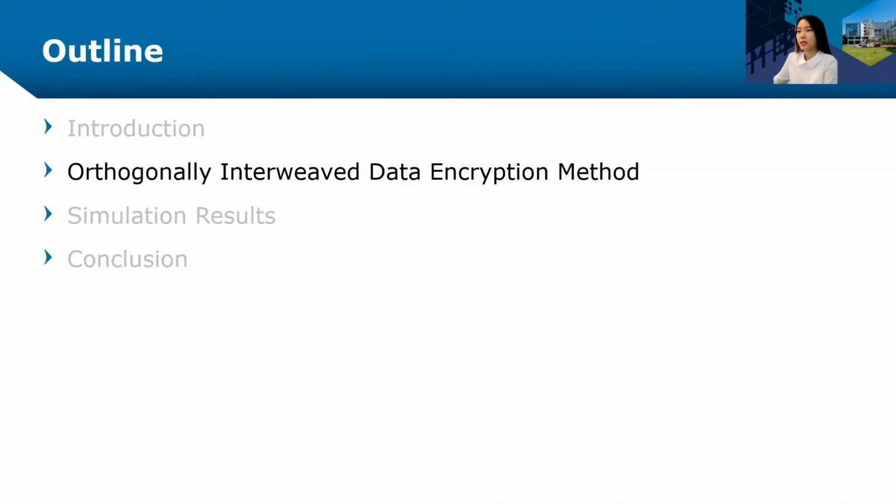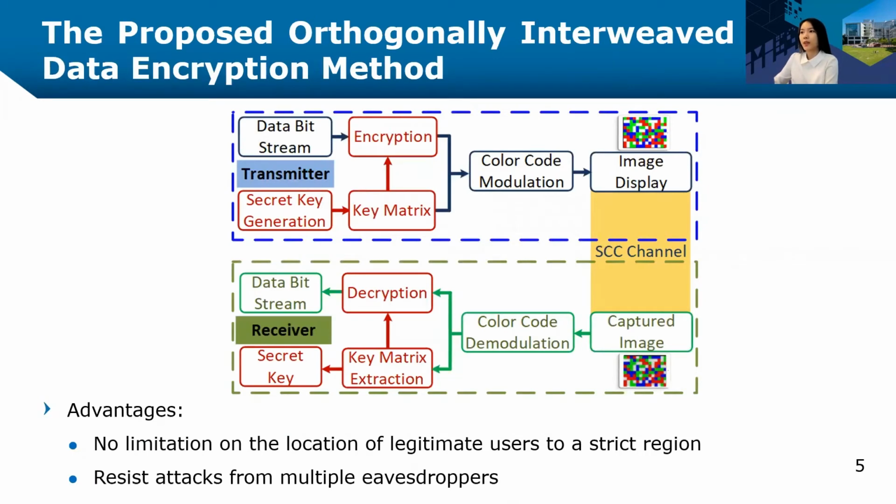Here, I will introduce the details of the proposed orthogonally interweaved data encryption method. Here shows the diagram. At the transmitter side, an orthogonal key matrix is constructed to perform orthogonal interweaving on the data stream. Then, the secret key is assembled into database and modulated with color codes. Then, the legitimate receiver's camera will demodulate the color code, extract the secret key, and decrypt the database.